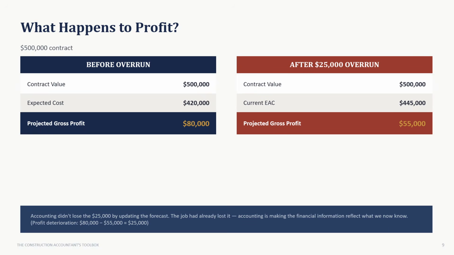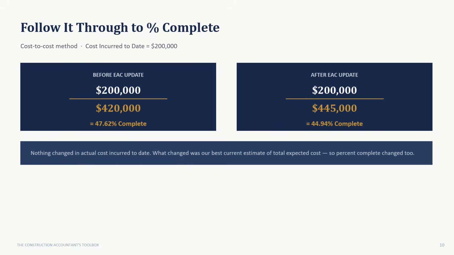Accounting didn't lose that $25,000 by updating the forecast. The job had already lost it. Accounting is simply making the financial information reflect what we now know.